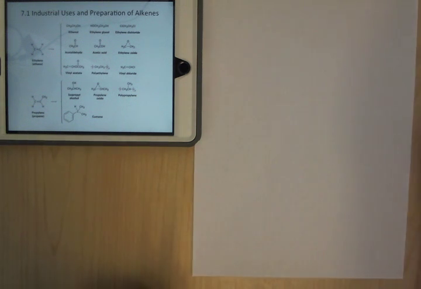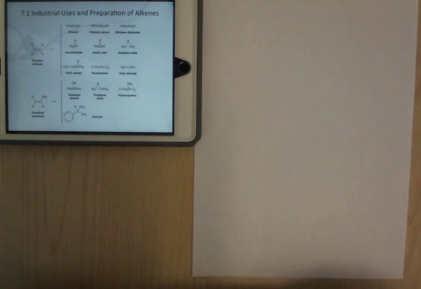Okay, on to chapter 7. If you remember back to chapter 6, we were talking about an introduction to organic chemistry. The first five chapters were really review, and chapter 6 was a very basic introduction to organic reactions. Chapter 7 and beyond are going to be talking more about the reactions themselves, and we're going to start designing synthesis reactions with that.